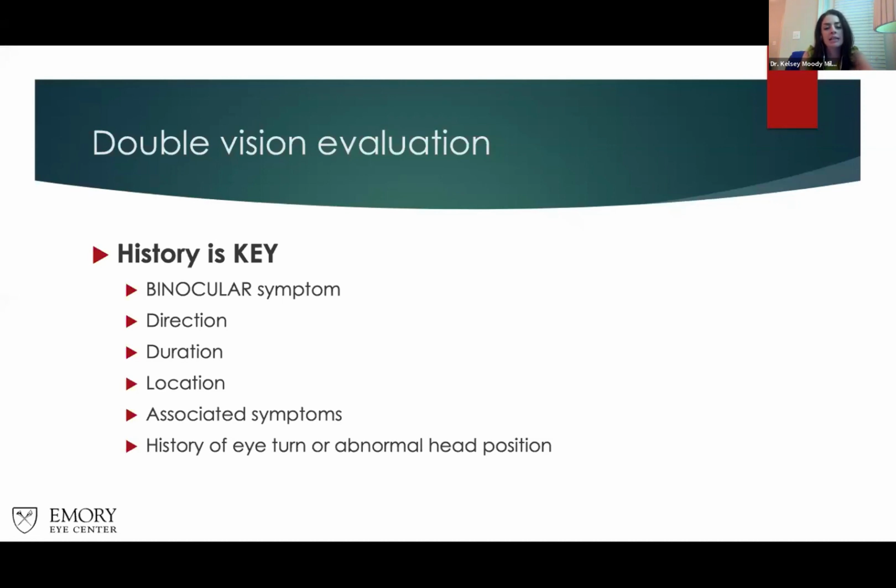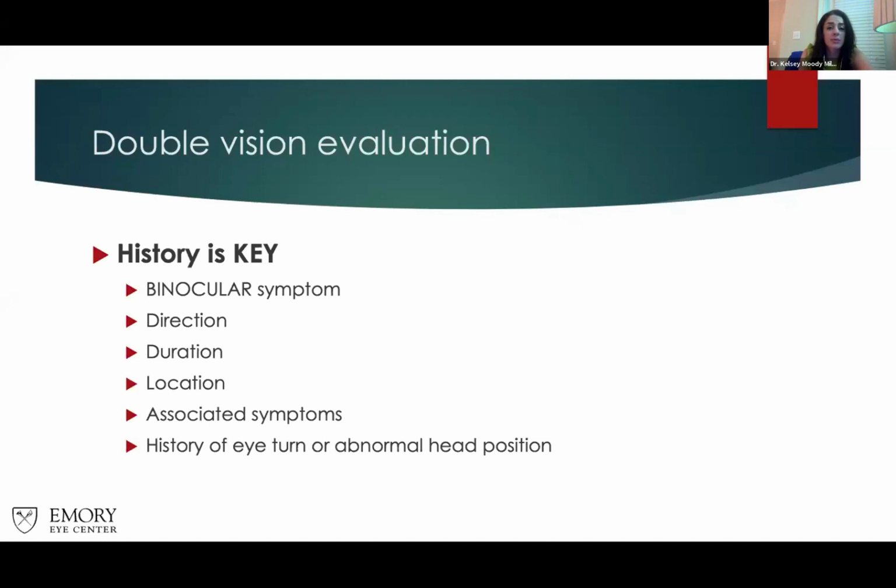You also want to ask about the direction. Are the images split side by side? Are they more at a diagonal, or are they separated up and down? This can help in your differential of what's potentially causing the double vision so that we can treat it. The duration: has it been going on acutely? Has it just happened in the last few days, last few weeks? Or has it been present for several years and is maybe now getting more frequent?